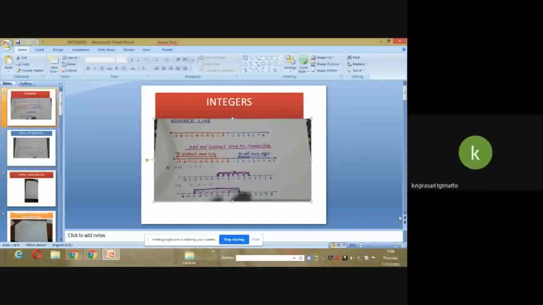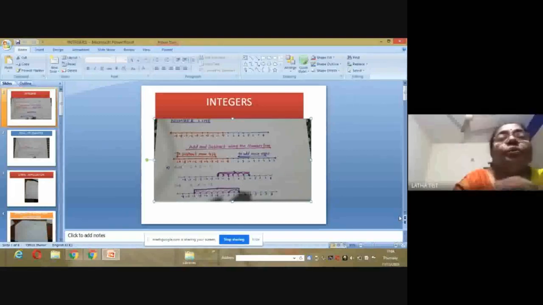So with these integers, we can do the operations in mathematics, that is addition, subtraction, multiplication, and division also. Before I start, I have taken again a number line, where if we add, how we move, and if we subtract, how we move. When we are doing addition, we move towards the right, and when we do subtraction, we move towards the left.